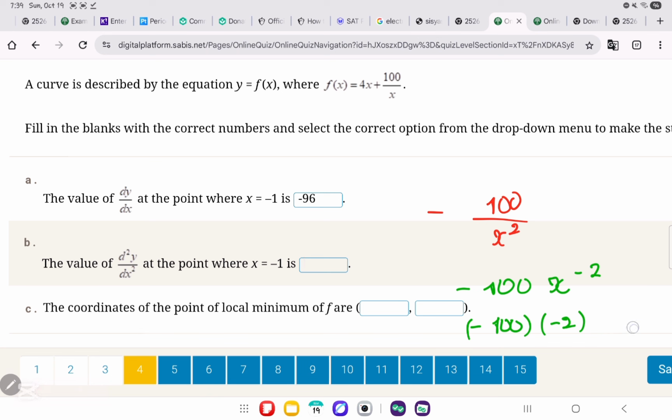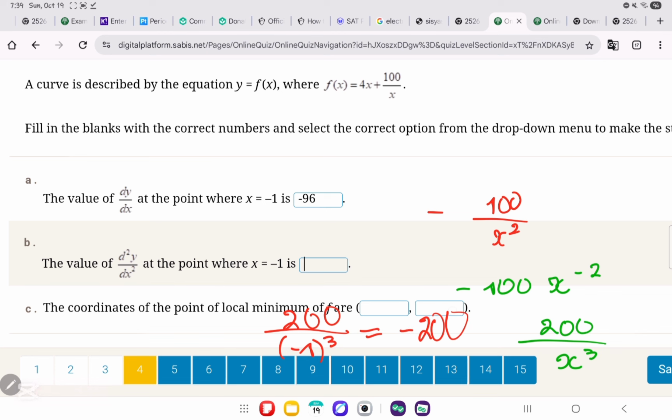Okay? So then, what's it going to be? It's going to be 200 over x cubed. So if we substitute minus 1 now, it's going to be 200 over minus 1 cubed. So that's going to be minus 200.